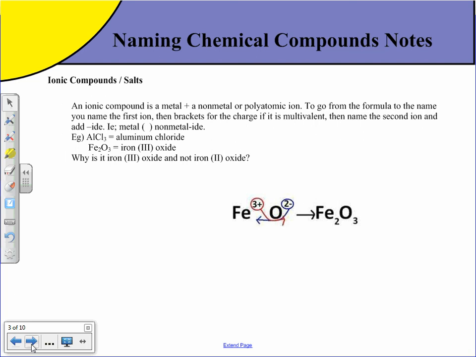So, ionic compounds, or salts. An ionic compound is a metal plus a nonmetal or a polyatomic ion. To go from the formula to the name, you name the first ion, and then brackets for the charge if it's multivalent. Then name the second ion and add the ending "-ide". So in example, I'm going to have a metal, brackets if I need it, my nonmetal, and then end in "-ide".